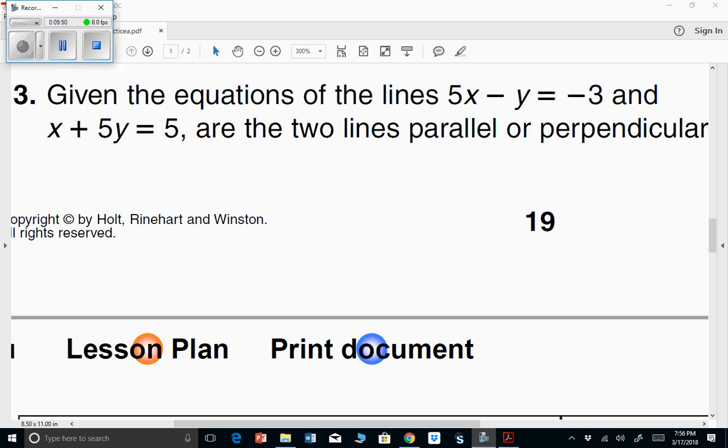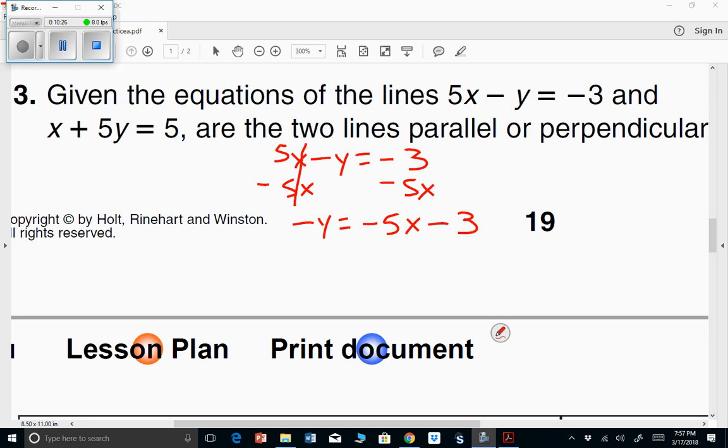Okay, this next question is pretty complicated, and there are several ways that you can solve it. Let's go ahead and solve each equation for y. We learned to do that in the previous chapter. So let's take the first equation, 5x minus y equals negative 3. We're going to subtract 5x from both sides. That gives us negative y equals negative 5x minus 3.